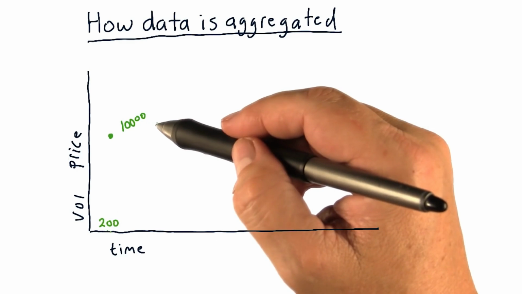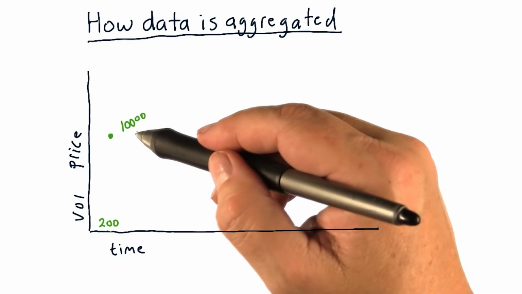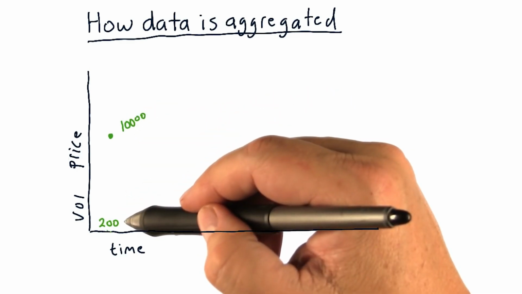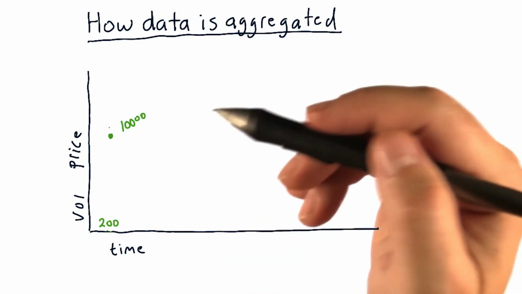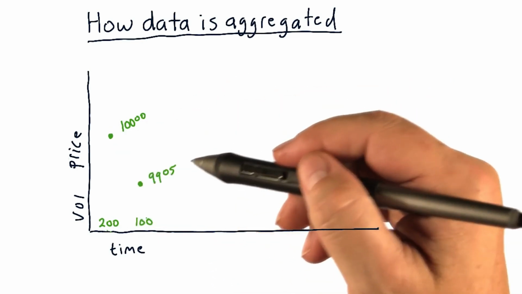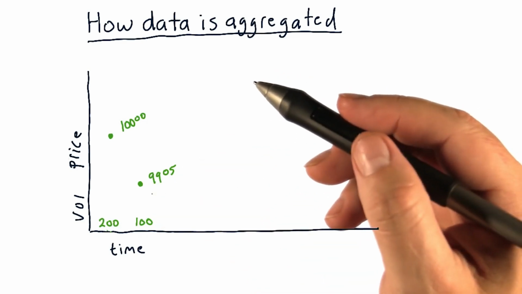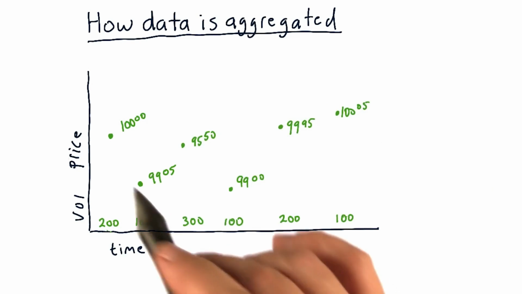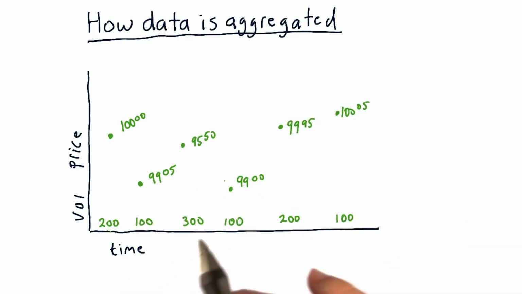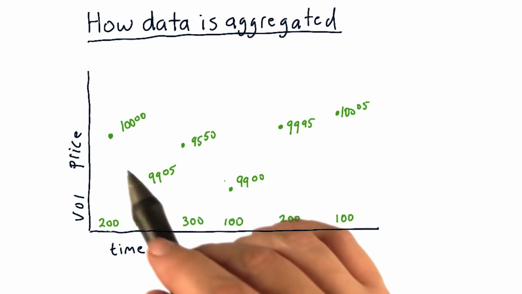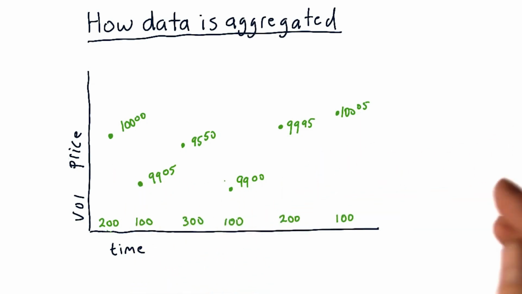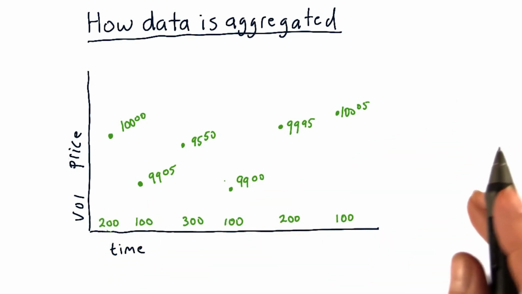So let's suppose at this time there was a successful transaction. $100 was the price and 200 was the volume. So we record that here with a single point. A little bit later there was another transaction, 99.05, 100 shares. Now something to keep in mind is each of these transactions happens at no specific time. It happens only when the buy and sell are matched. So there's no guarantee that there's going to be a trade in any particular minute or any particular hour. It just happens when it happens.